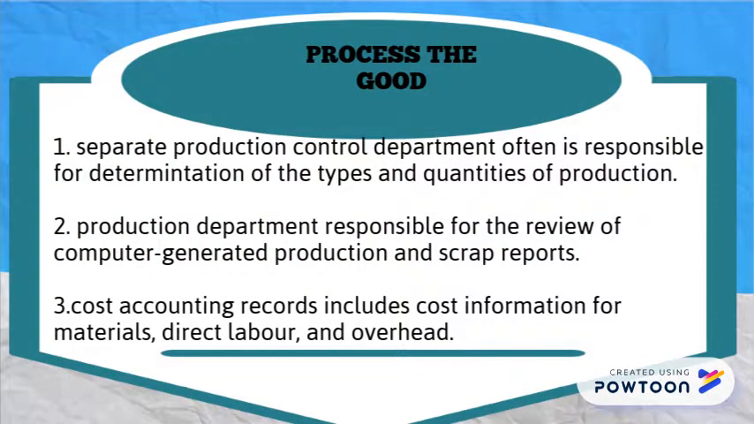Process the good. Separate production control department often is responsible for determinations of the types and quantities for production. Production department responsible for the review of computer-generated production and scrap report. Cost accounting record include cost information for material, direct labor, and overhead.